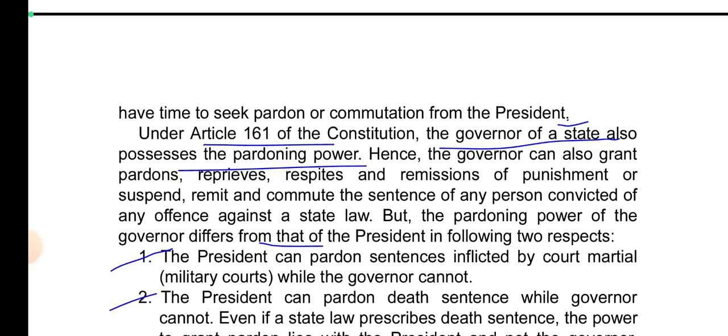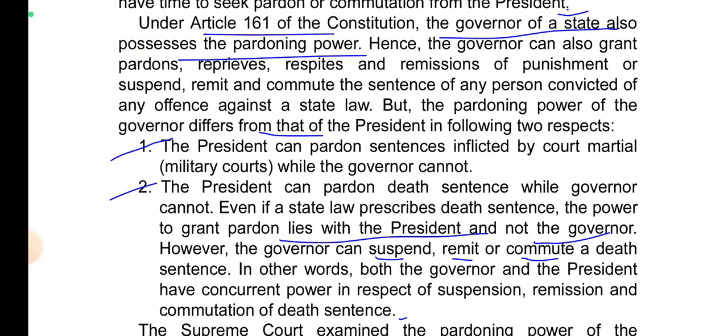Under Article 161 of the Constitution, the governor of a state also possesses the pardoning power. Hence, the governor can also grant pardons, reprieves, respites, and remissions of punishment, or suspend, remit, and commute the sentence of any person convicted of any offence against a state law.